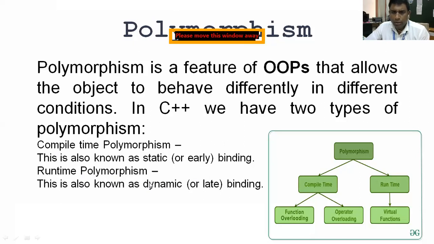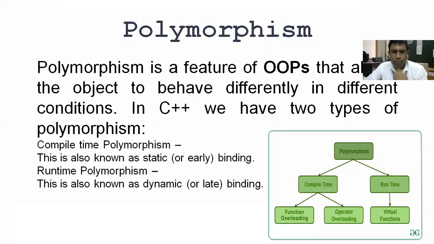Is it clear? If it is clear, please raise your hand. Please raise your hand if the polymorphism definition and the types of polymorphism are clear. Okay, very good.